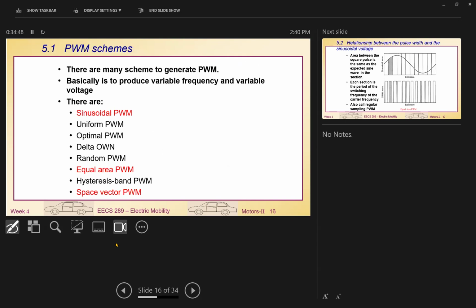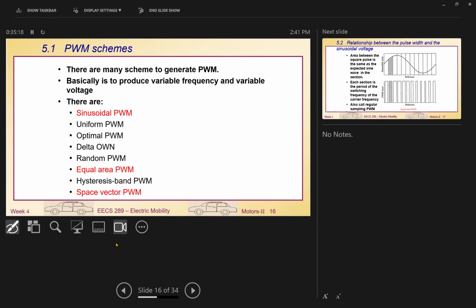So PWM we've been talking about for one to two classes now. PWM is really the typical name we use for most power electronics, pulse width modulation. But sinusoidal PWM is the one we have been using for common use. Everybody uses this one. But actually, there are many other different kinds of PWM being used.